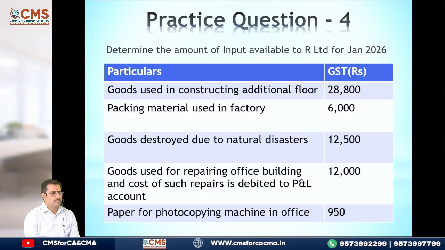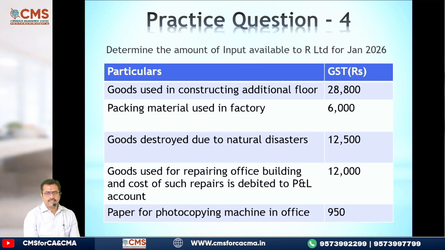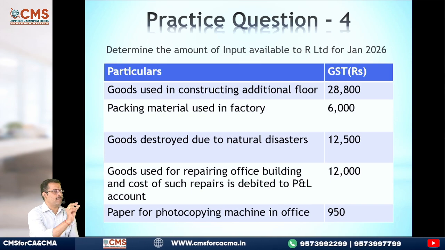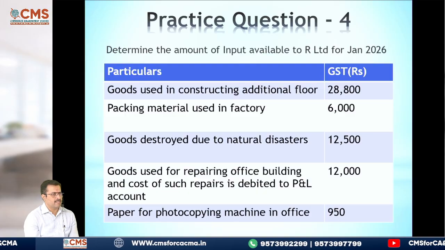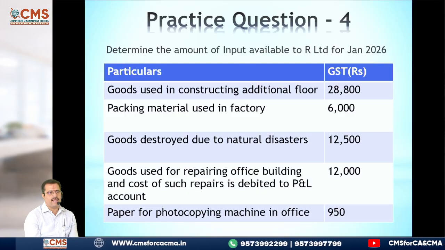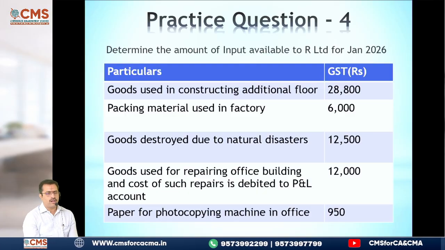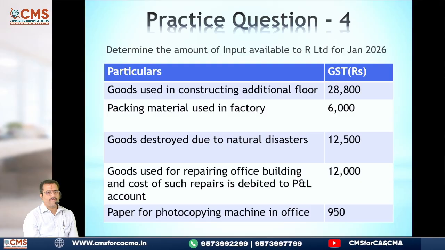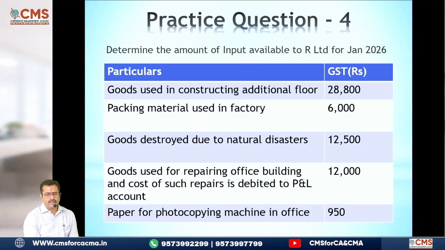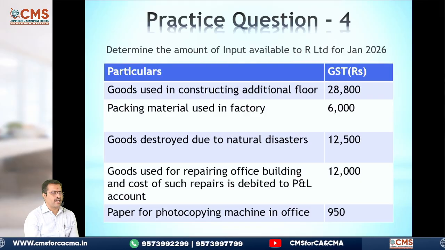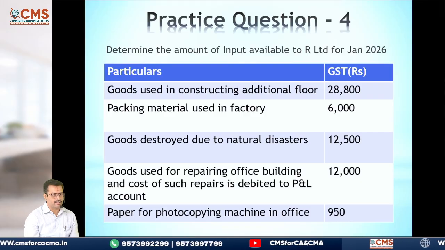Come on. In the office, I purchased Xerox paper, like CMS has purchased some papers to print materials and all. It is used in the course or furtherance of business, so ITC will definitely be available. So out of all, except for the first one and the third one, you will be eligible to avail. So totally 18,950 rupees will be your answer.